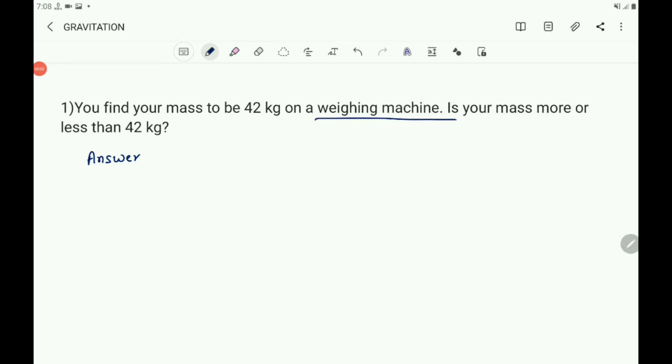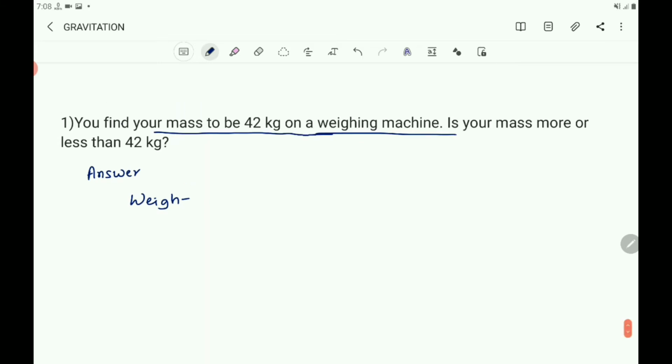A weighing machine gives the weight of an object. Here it is said that your mass is 42 kg on a weighing machine, which means it is the weight of the object, that is, the weight of your body. So the weight of an object, W equals mg.